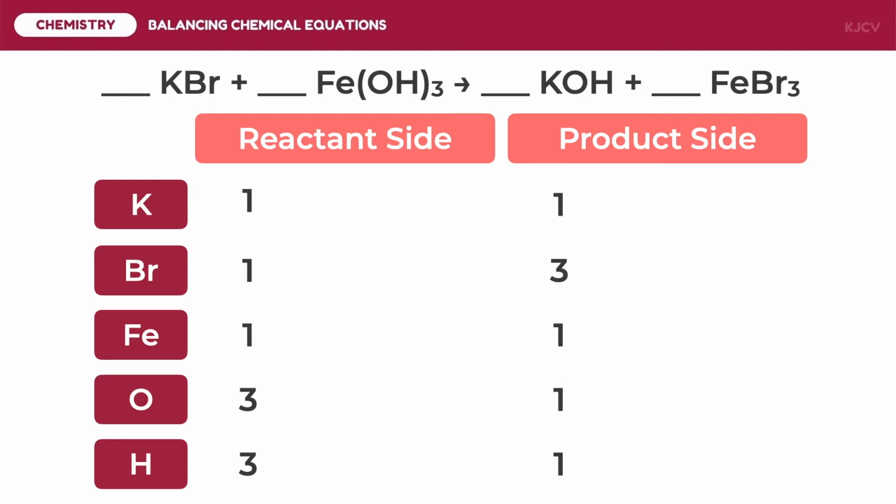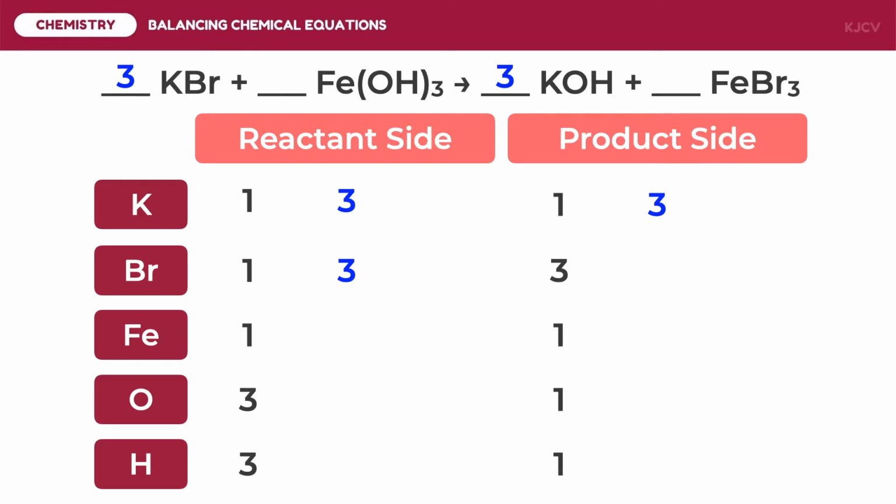With this, we balance bromine first. Since the reactant side is lower than the product side, we will adjust the coefficient of potassium bromide in the reactant side. For 1 to be balanced with 3, we write 3 as a coefficient of potassium bromide. We now have 3 bromine atoms in the reactant side. This is now equal to the bromine atoms in the product side. However, since we adjusted potassium bromide, potassium becomes unbalanced. The product side is lower than the reactant side. Thus, we put 3 as a coefficient of potassium hydroxide. This gives us 3 potassium atoms in the product side.